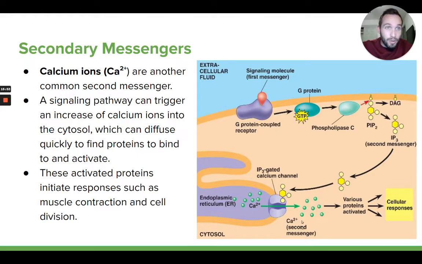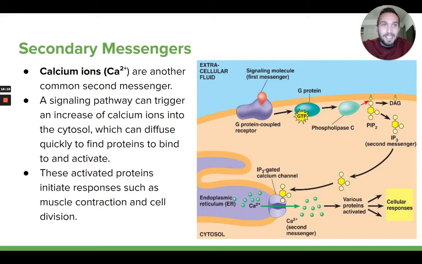And in order to get cells to divide, these calcium ions bind to specific proteins involved in muscle contraction, or proteins that are needed for cell division. But anyway, those are secondary messengers. And that's another common thing that we see in these signal transduction pathways. So hopefully that vaguely makes sense so far.